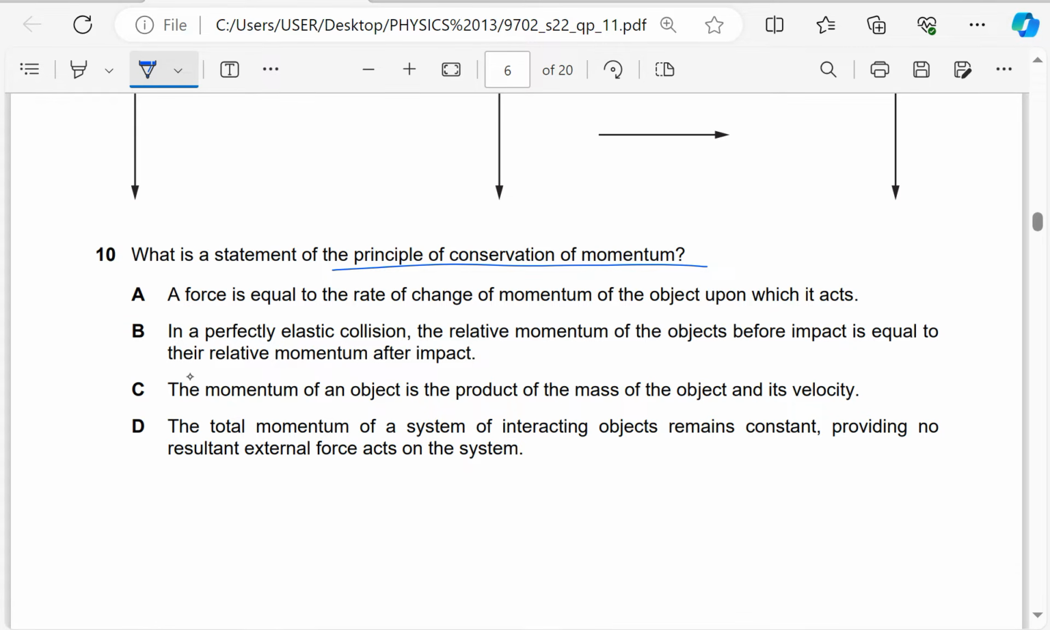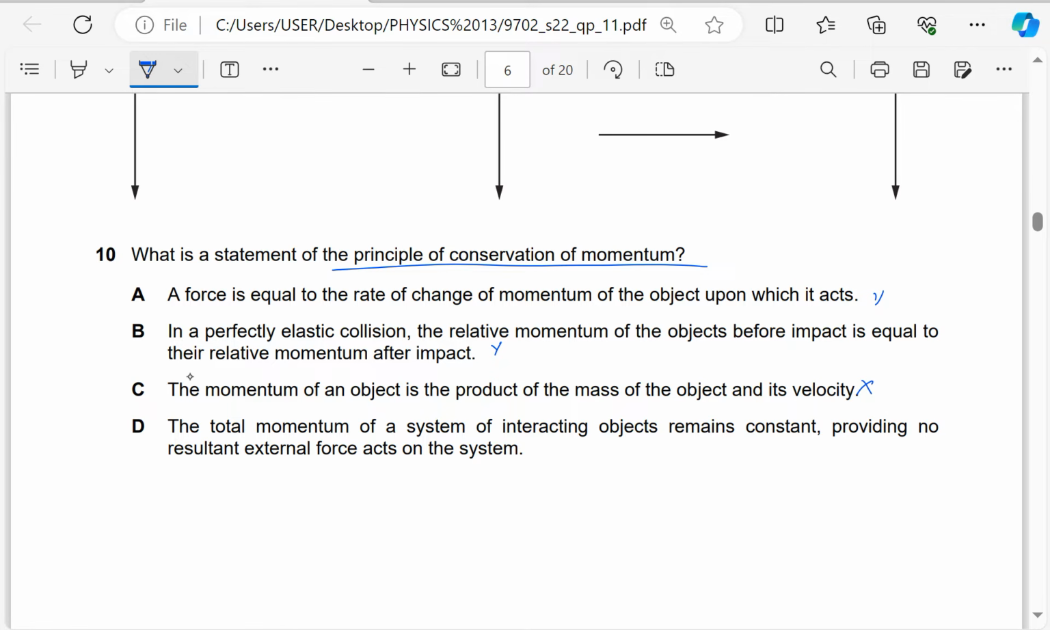A force is equal to the rate of change of momentum of the body upon which it acts. That is Newton's second law. In a perfectly elastic collision, relative momentum of the object before impact is equal to the relative momentum after impact. This one does not exist. The momentum of an object is the product of the mass and the velocity of the object. This statement is correct, but it's not the answer to that question. This is not the principle of momentum.